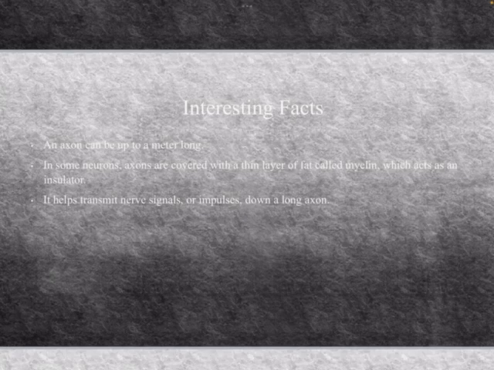An axon can be up to a meter long. In some neurons, axons are covered with a thin layer of fat called myelin, which acts as an insulator. It helps transmit nerve signals or impulses down a long axon.